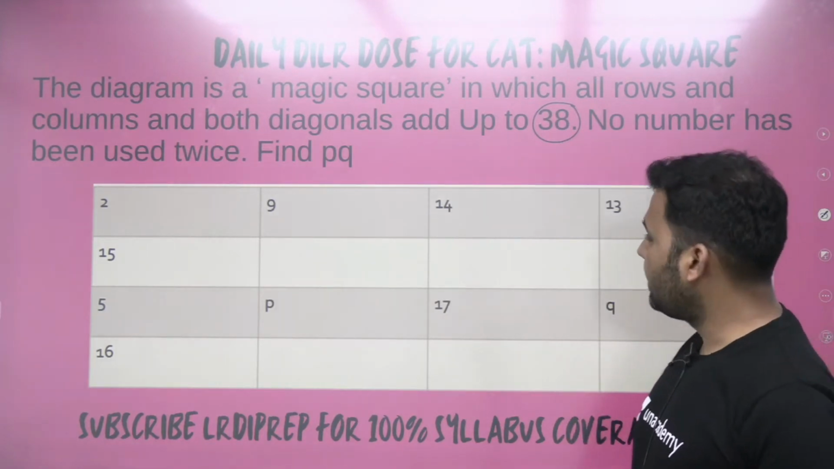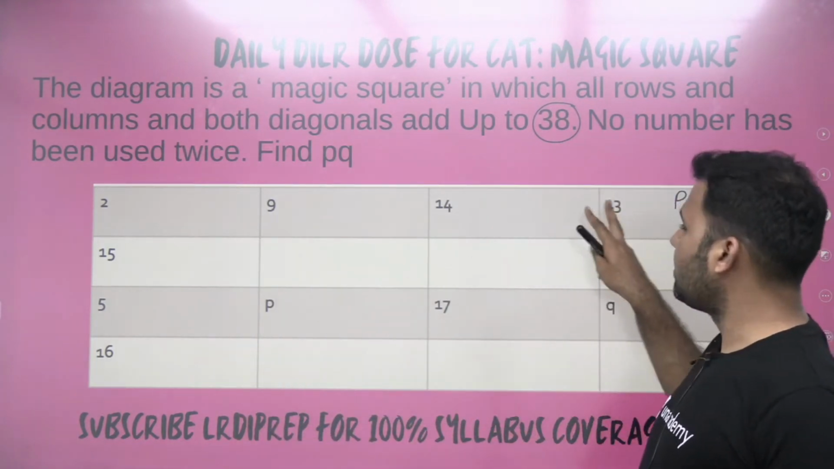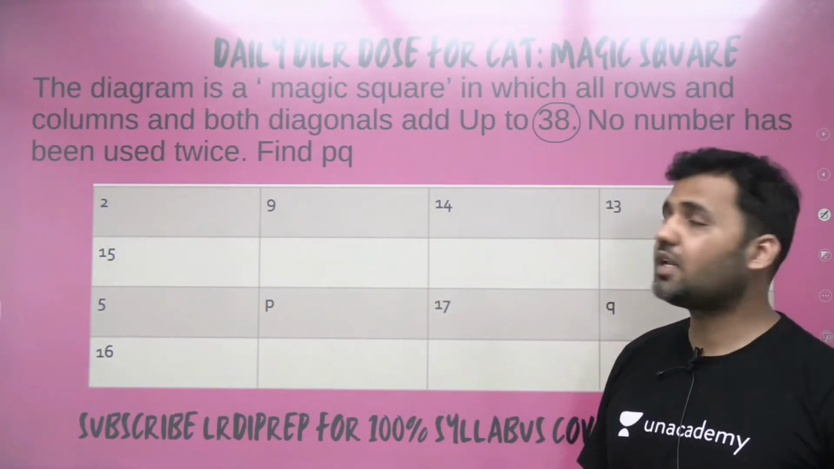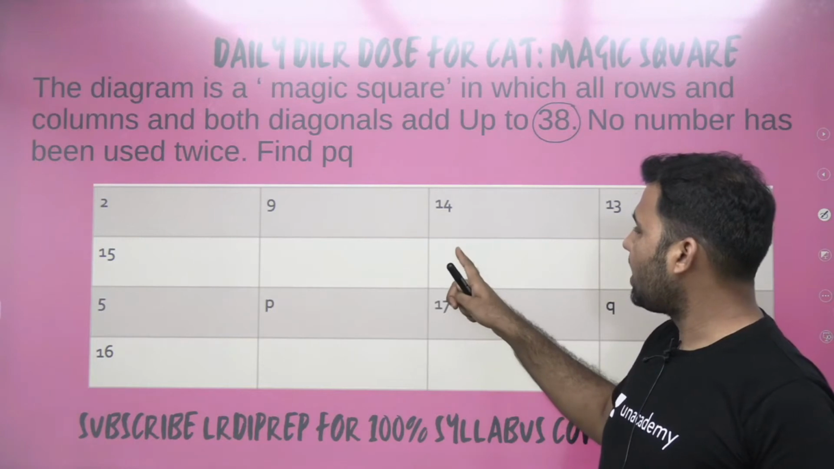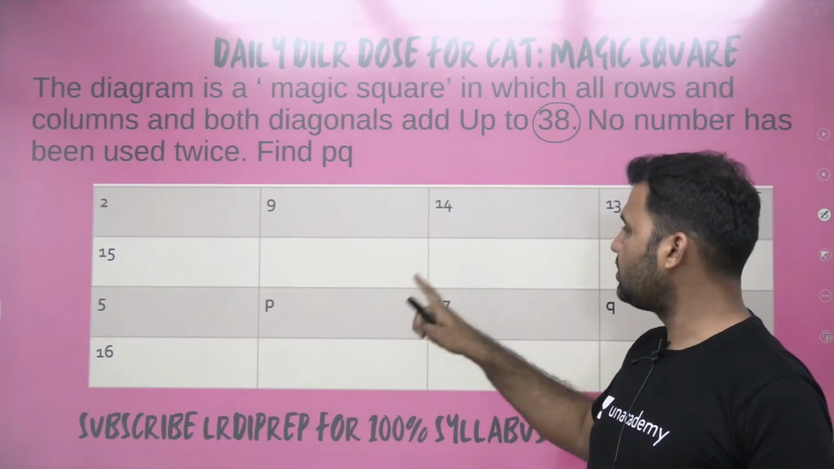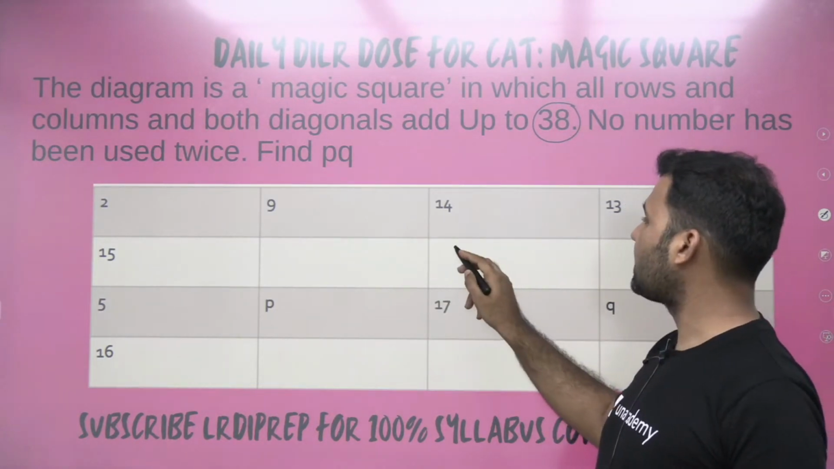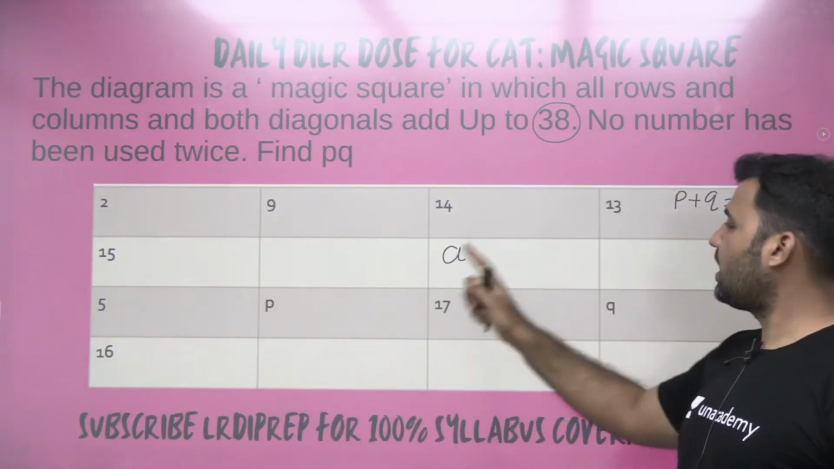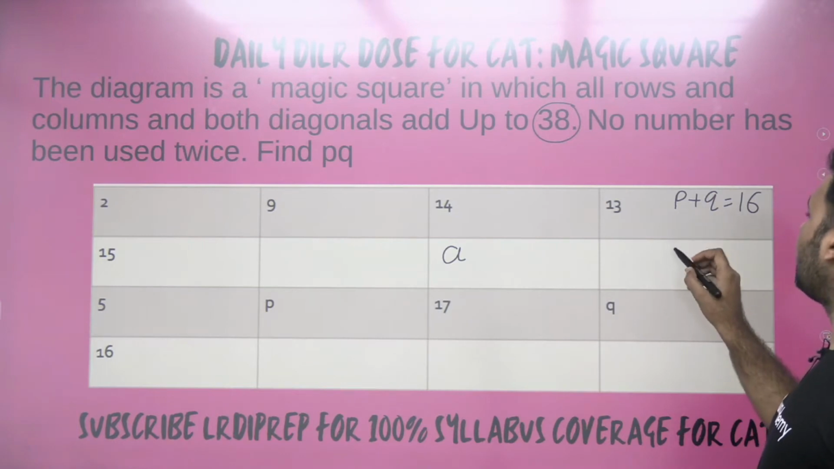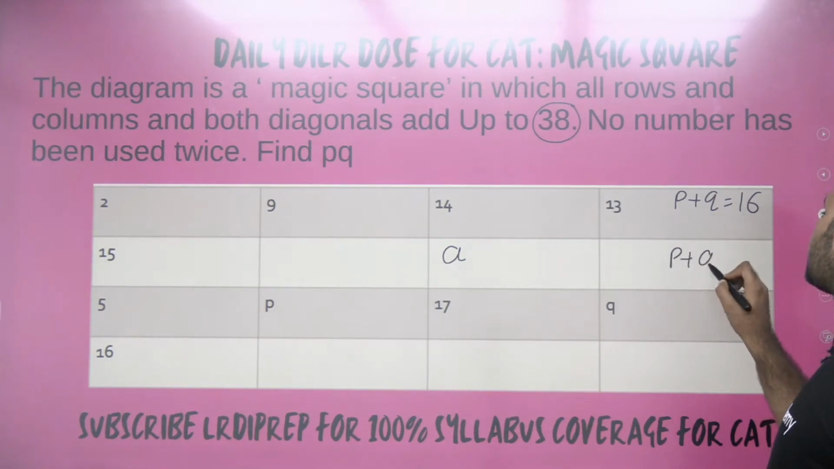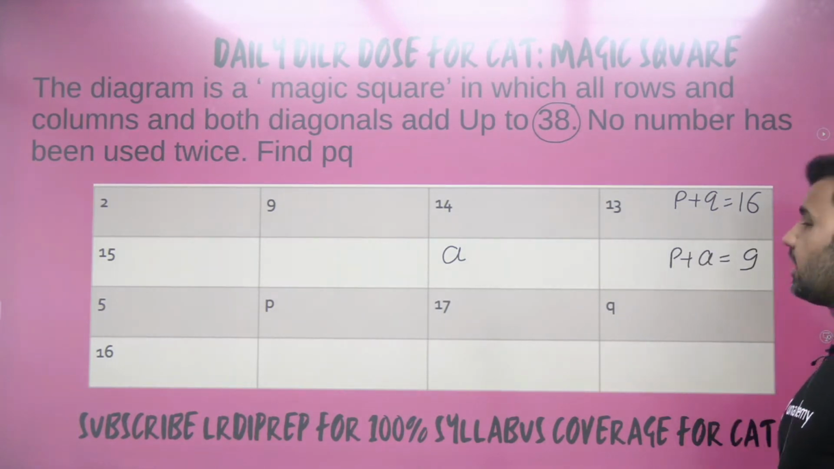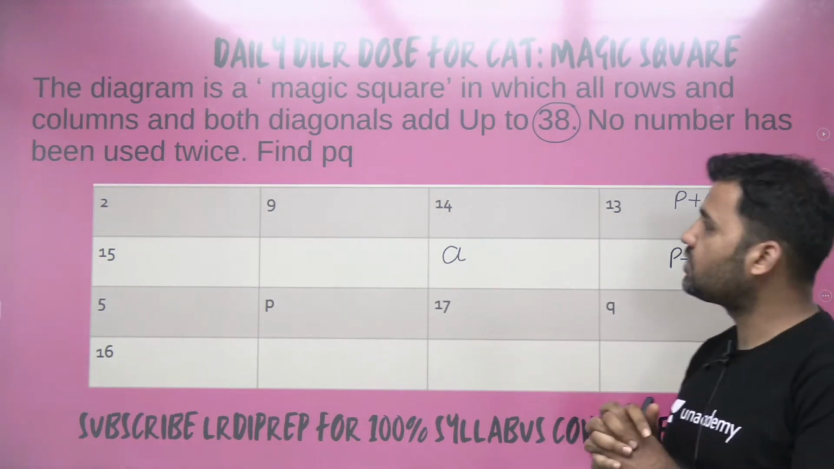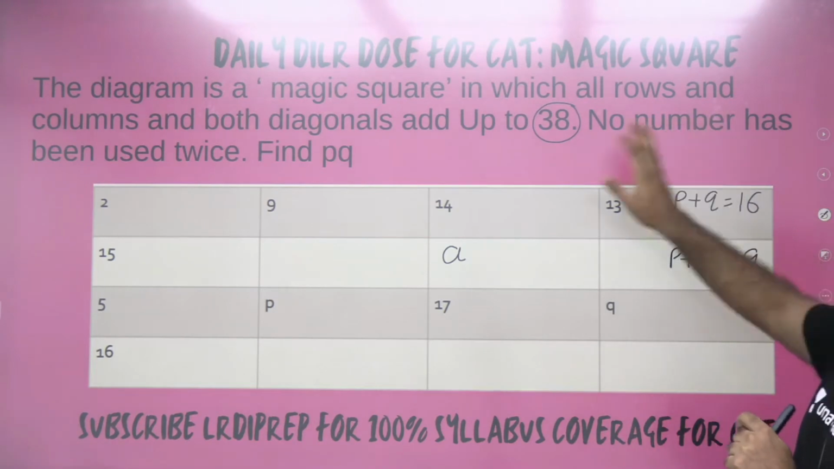And then you see that the diagonal sum should also be equal to 38. This is 16, this is 13, that is 29. So whichever number comes over here, the summation of these cells should also be 38. So can I say this is A? So 16 plus 13, 29. Can I say that the value of P plus A has to be 9? Now the summation of the two digits is 9, and one more thing that you are supposed to keep in your mind is that no number has been used twice.